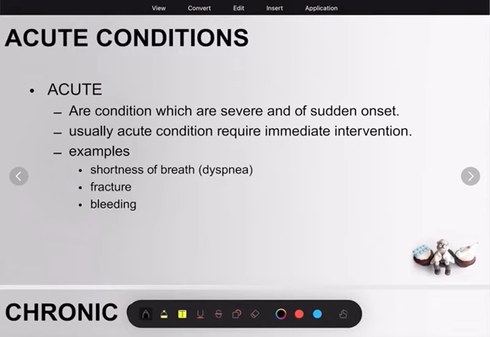After understanding signs and symptoms, there are two terms that you need to understand. One of them is acute condition. What is acute? Acute conditions are severe and of sudden onset. Usually acute conditions require immediate intervention. Examples: shortness of breath, dyspnea, fracture, and bleeding. Those are conditions that require immediate intervention, and most of them are severe in nature.